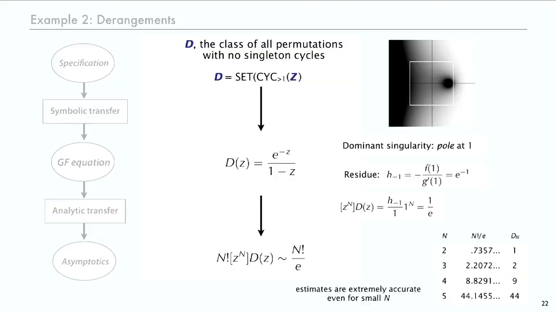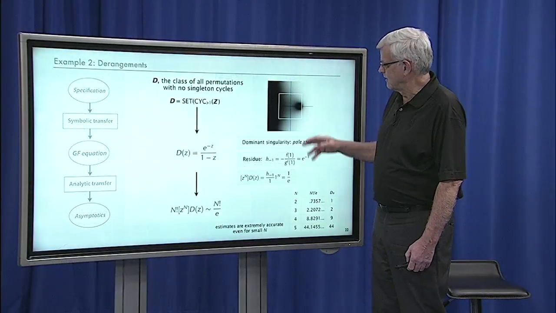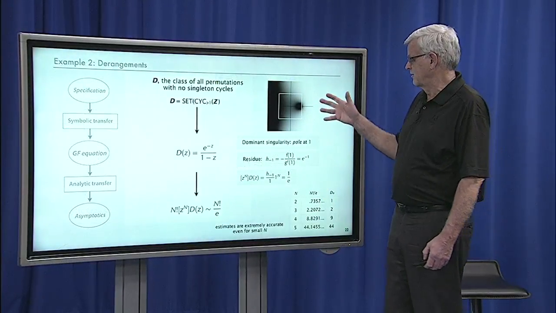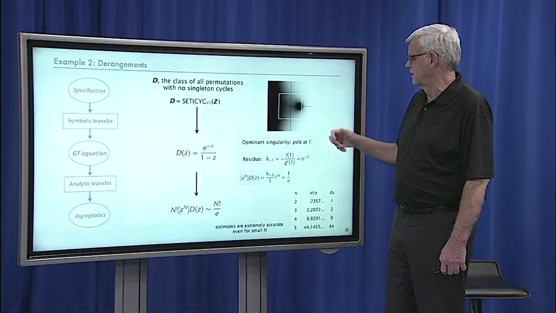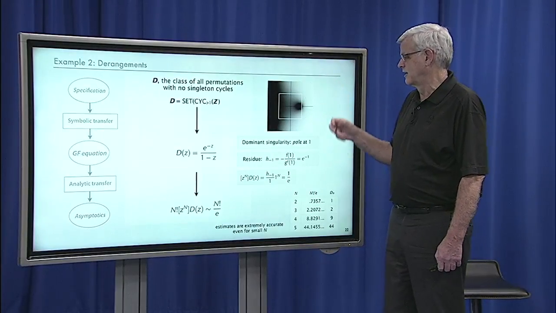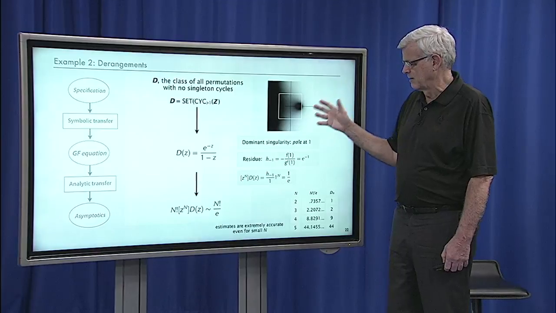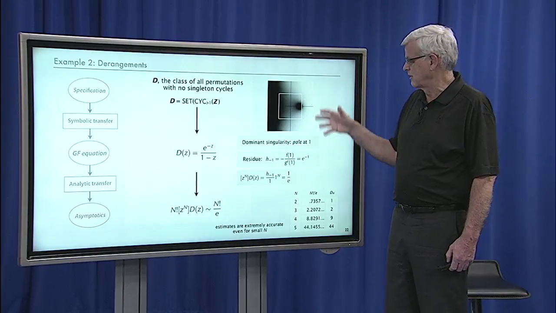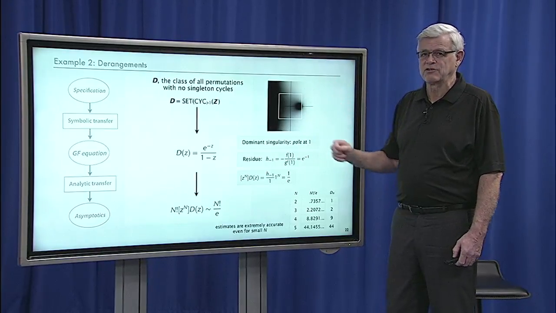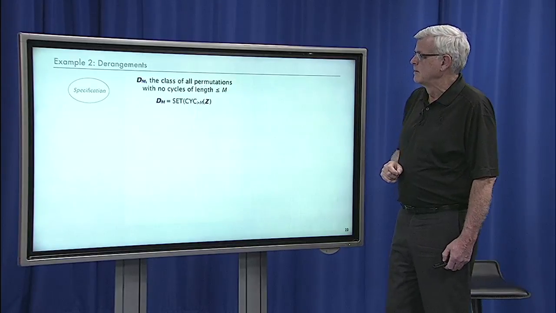And this one also we can generalize. Well, one thing first to notice is that these estimates are extremely accurate, even for small n. For n equals 5, we're within 0.1. And that's because, in this case, the error term is simply to do with the numerics of the function. In other cases, there are singularities, but they're exponentially smaller.